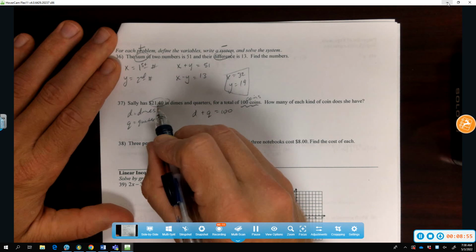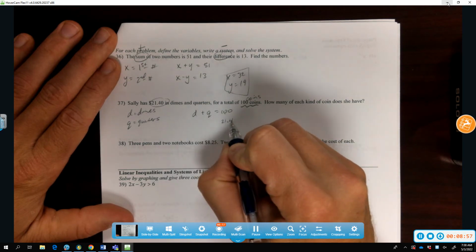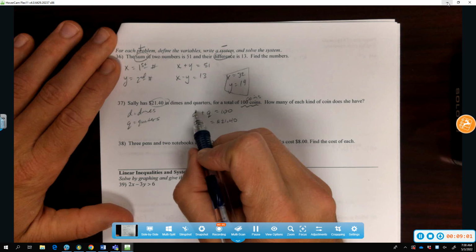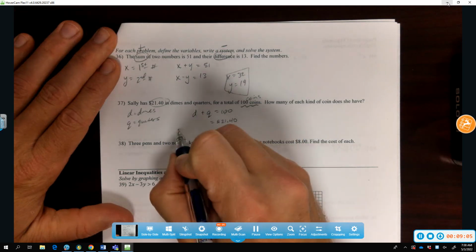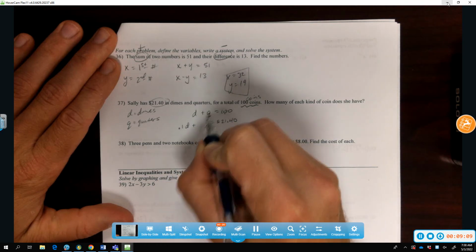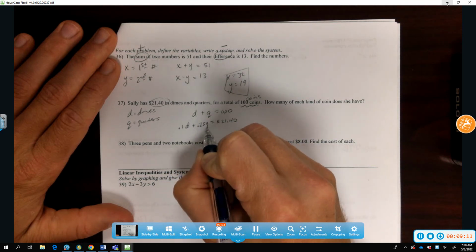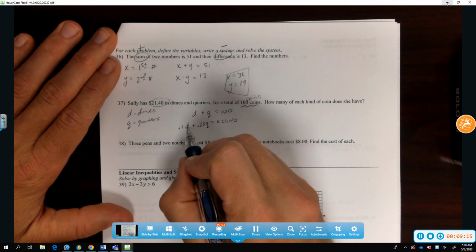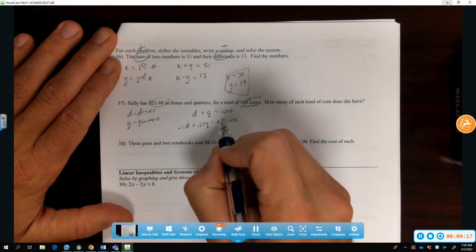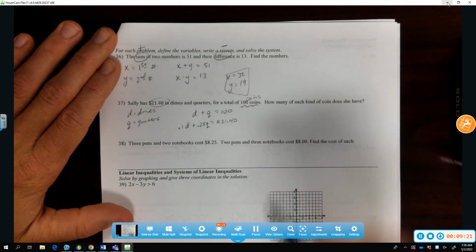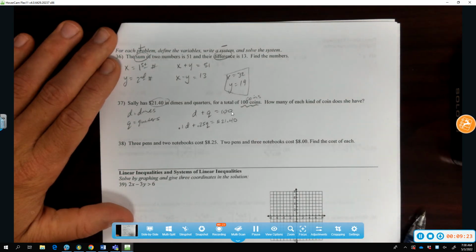But now she has a total of $21.40 in money value. So what we need to know is how much the money value is for each dime times the number of dimes. Well, dimes are worth 10 cents, so we would say 0.1 D. Quarters are worth 0.25 Q. So the number of quarters times 25 cents each, the number of dimes times 10 cents each is equal to the total money of 21.40. So now we have our system of equations, right? We're going to do it the exact same way we just did.